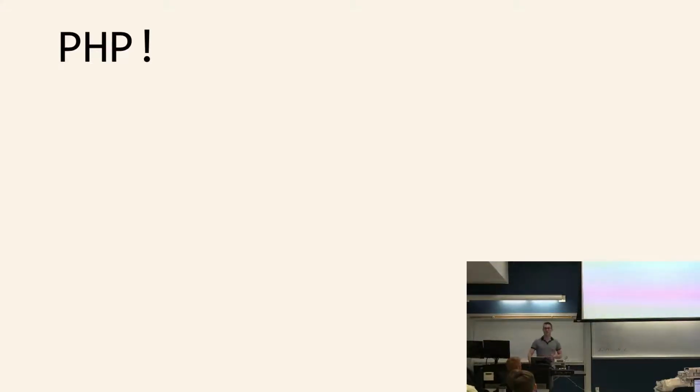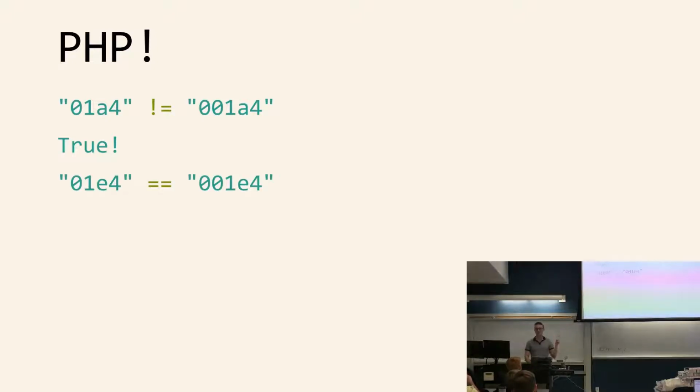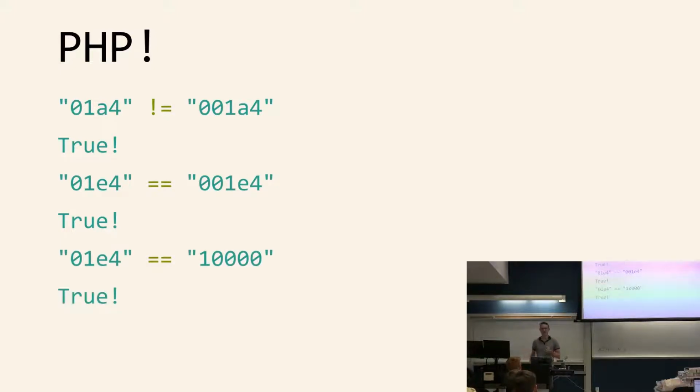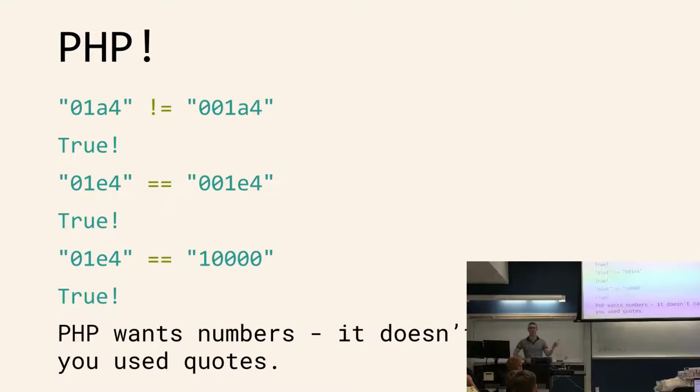All right, PHP. Woo! We love PHP. These strings equal? No, they're not equal. How about these strings? They are equal. How about these strings? They're also equal. PHP will do anything it can to treat anything you give it as a number. It doesn't care that you put quotes around those numbers.